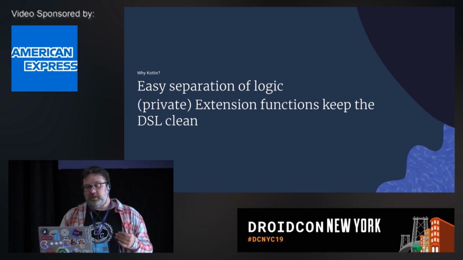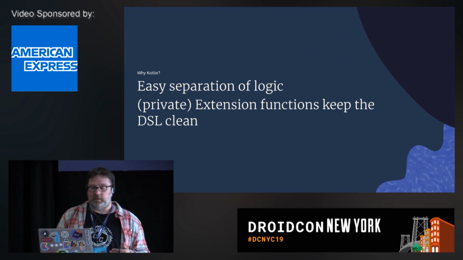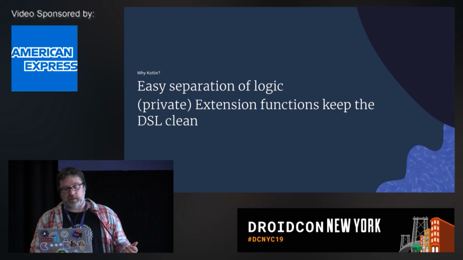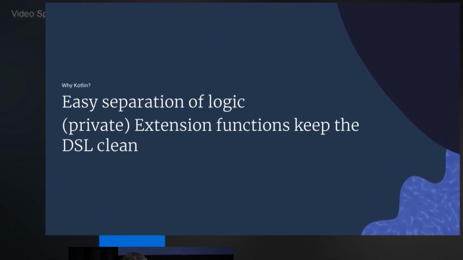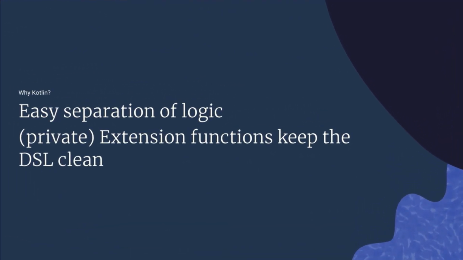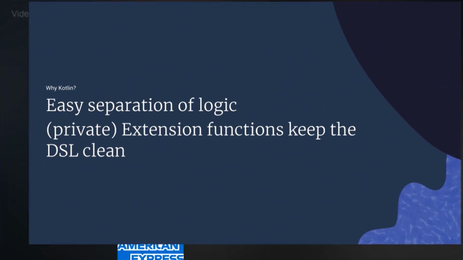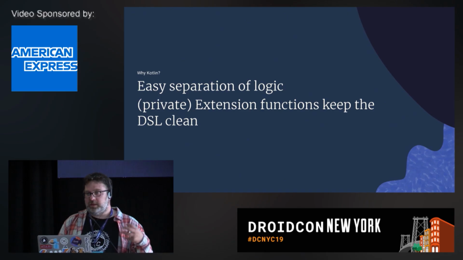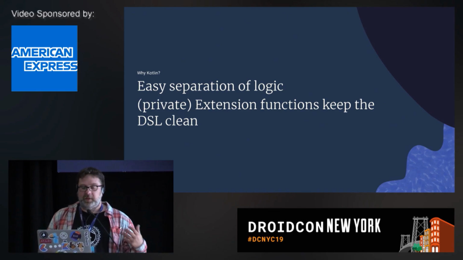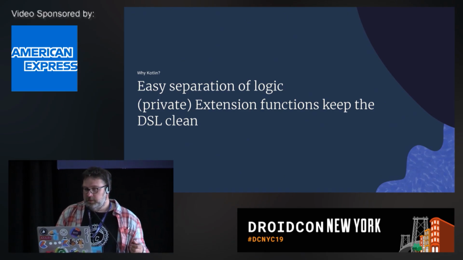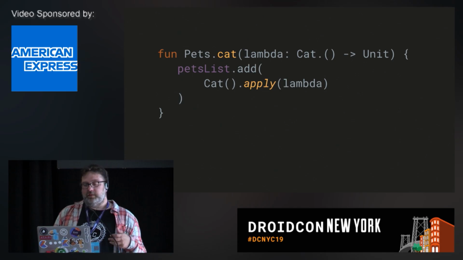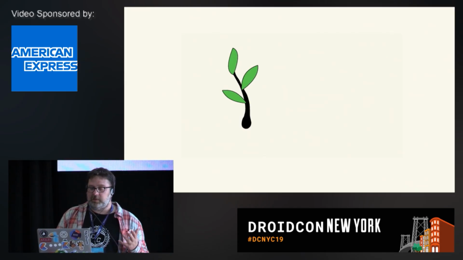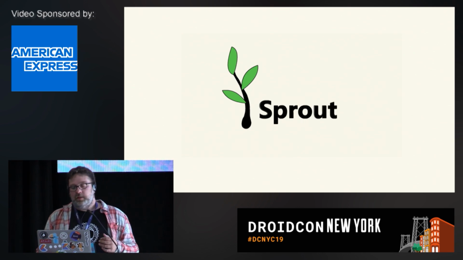Our extension functions can keep the DSL clean. One of the reasons we looked at moving cat out of the pets class was because that was a nice way of separating it. Different clients can have a different view of the DSL, and they can do different things on it based on private extension functions. So again, this is the cat lambda. But let's get back to Sprout and what it does.